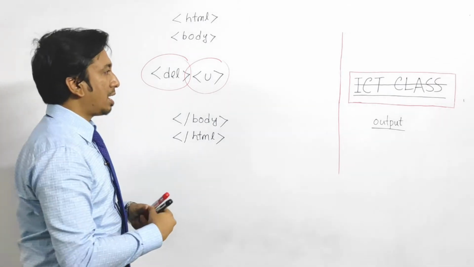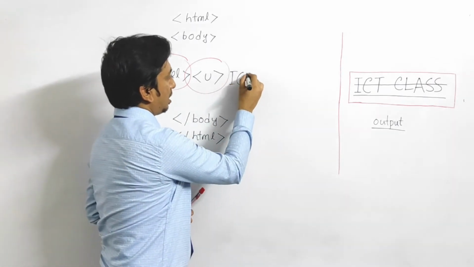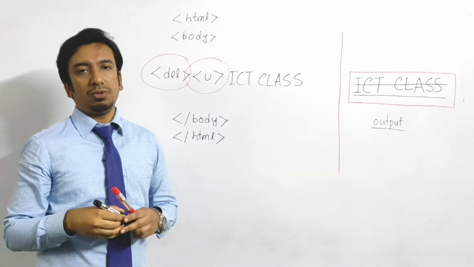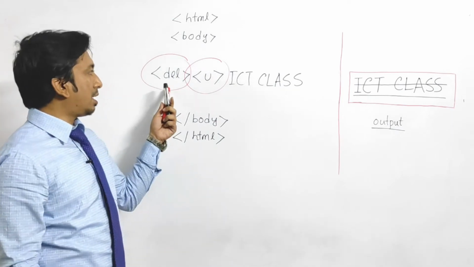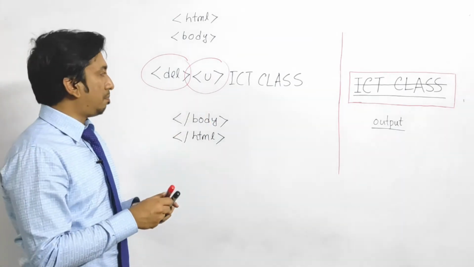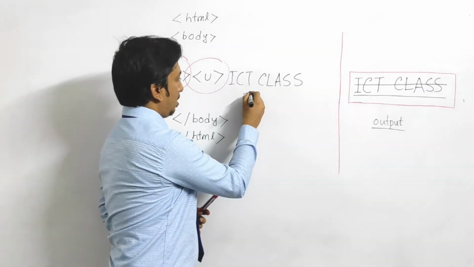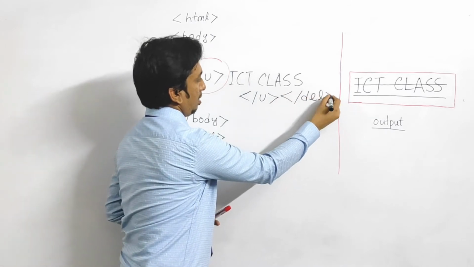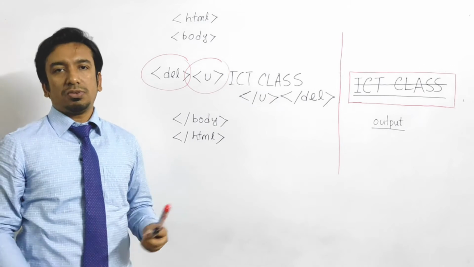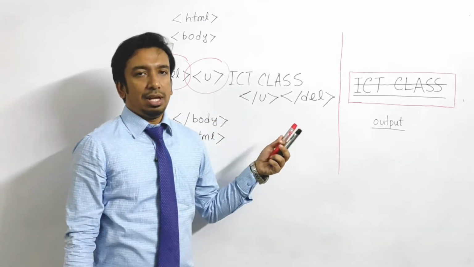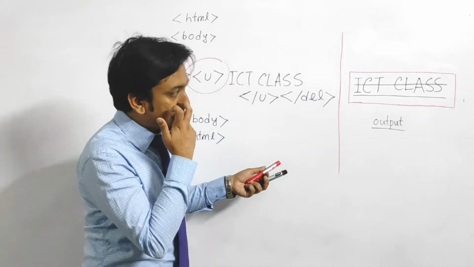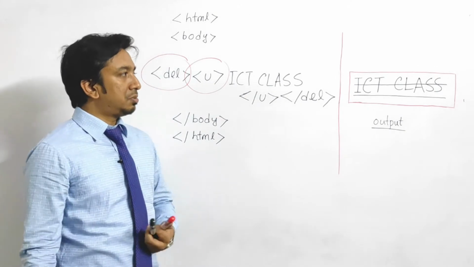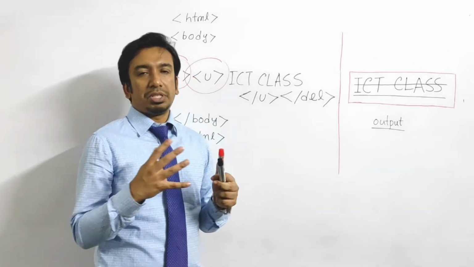Then just write the text. Our text is ICT class, and then we have to close the tags. First one is the del tag and second one is the u tag. So just close the tags. See here I am closing the u tag and also closing the del tag. So this is the way to write any types of combinational formatting tag. You can use here the u tag, also the i tag, b tag, and we can use different types of combination formatting tags.